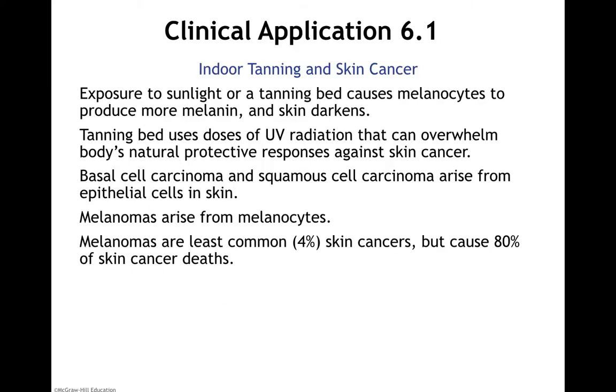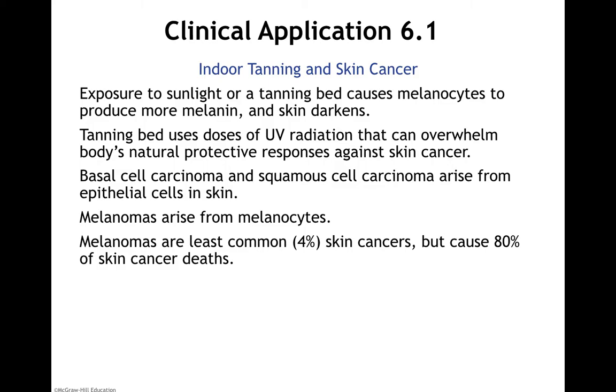So exposure to sunlight, whether it comes from the sun or a tanning bed, is going to cause the melanocytes to produce more melanin and give you a darker skin, a tan. That's what you're looking for. The tanning beds, though, tend to use radiation, which can overwhelm the natural protective responses of the skin. You're a lot closer and a lot more intense.